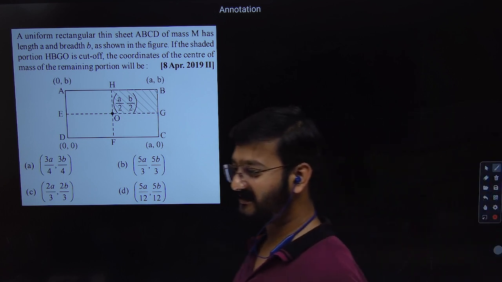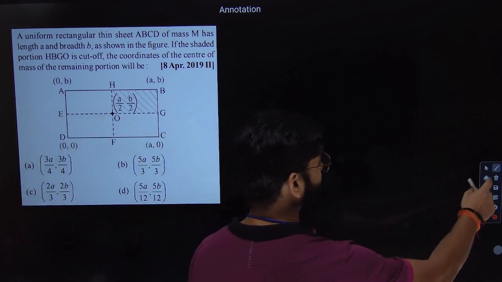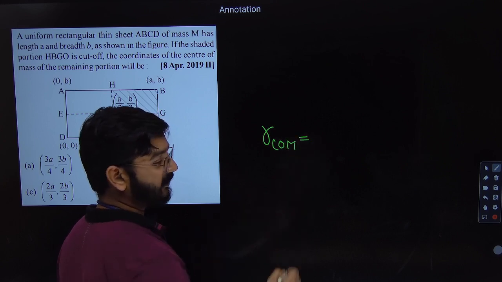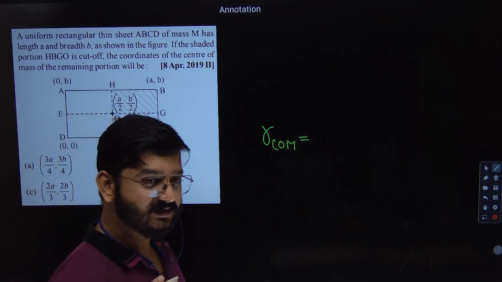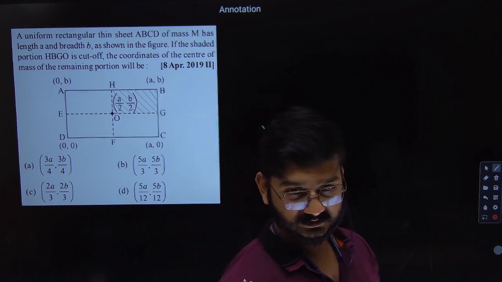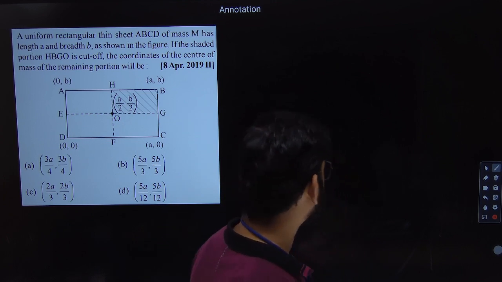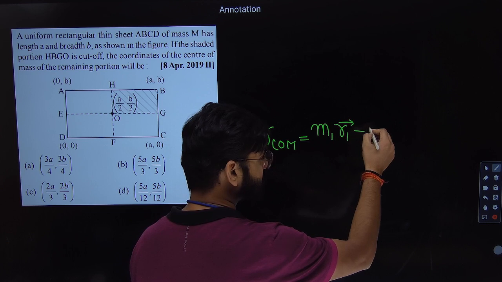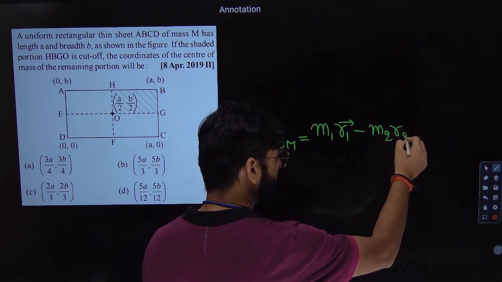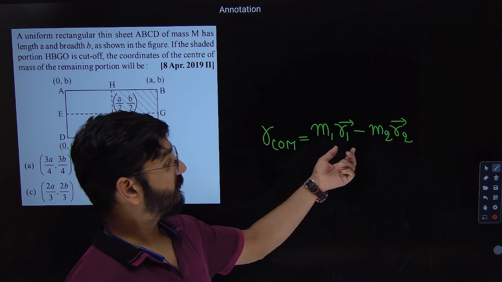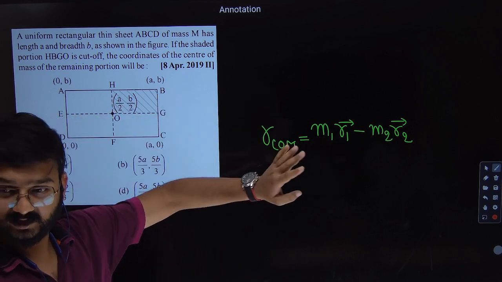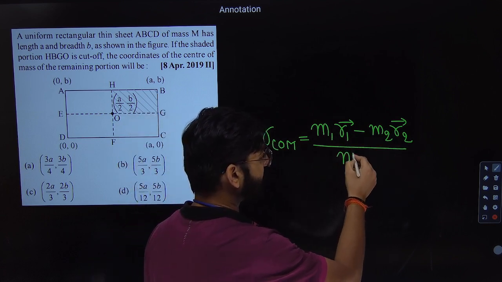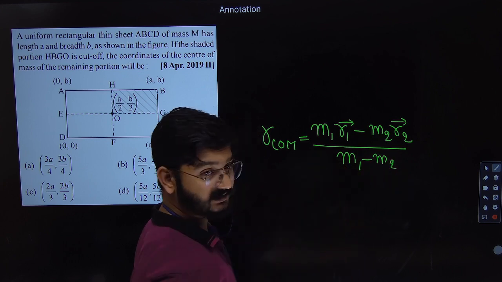Okay, chalo, let's discuss it. All of you see on the board. Stop talking. Whenever a particular part is removed, what is the change we do in the formula? Instead of plus, we write minus. So I will write M1 R1 minus M2 R2. Why subtracted? Because this part is removed. It's quite obvious. And the remaining or total mass will be M1 minus M2. This is the change.